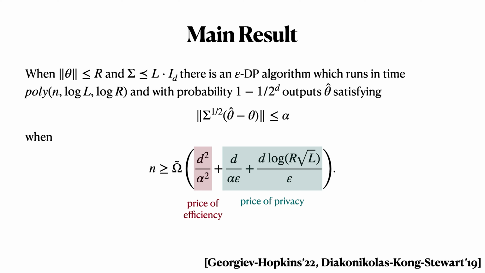Here, we could think of the first term as the price of efficiency and the second two terms as the price of privacy. Specifically, there is an information theoretic lower bound that says that you cannot get a better dependence on the privacy parameter epsilon than the second two terms. Furthermore, a combination of prior work from Georgiev and Hopkins in 2022 and Diakonikolas, Kong, and Stewart in 2019 shows that if you have this optimal dependence on the privacy parameter epsilon, you must pay d squared over alpha squared if you have a computationally efficient estimator. Specifically, the first prior work shows that private algorithms must be robust, and the second shows a computational lower bound against robust algorithms for linear regression.